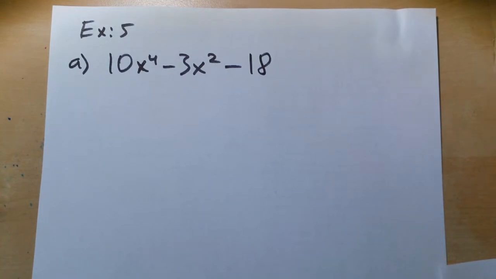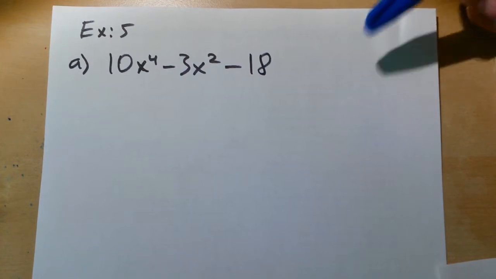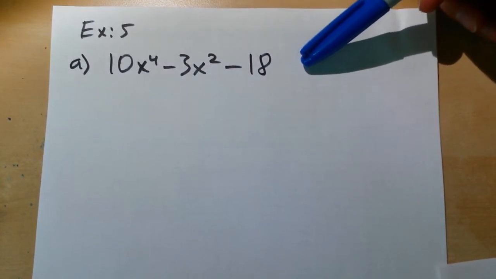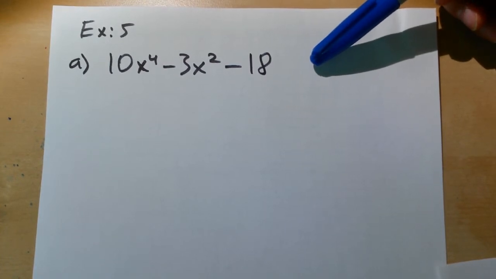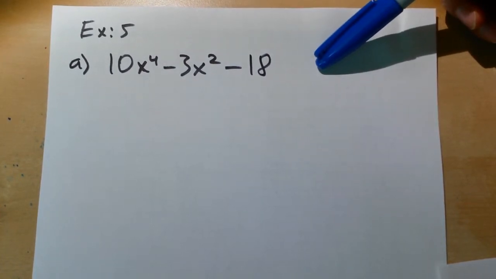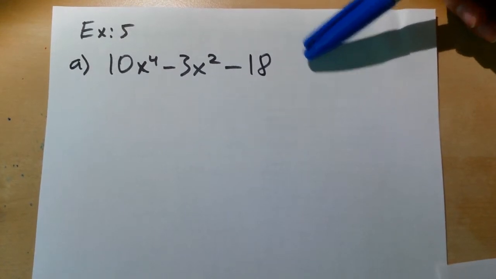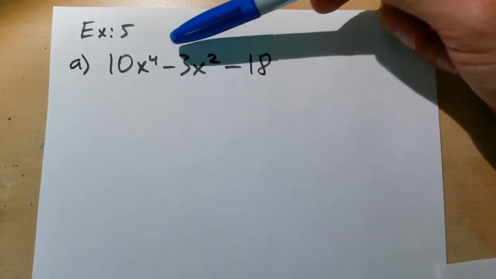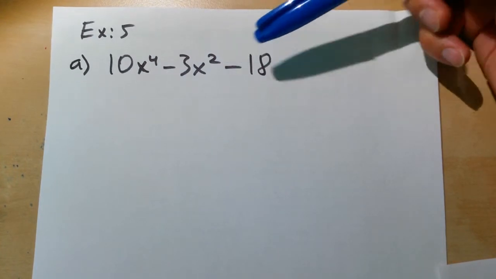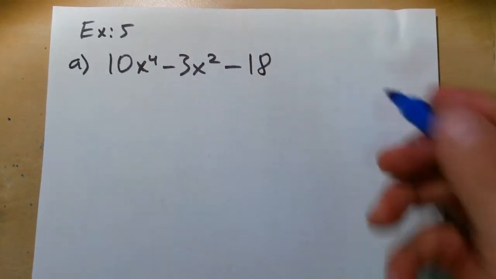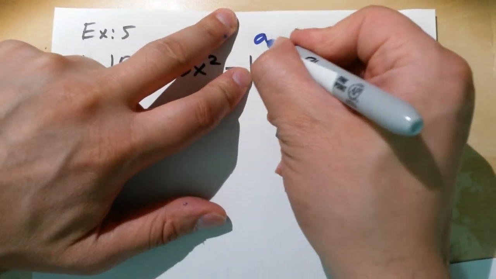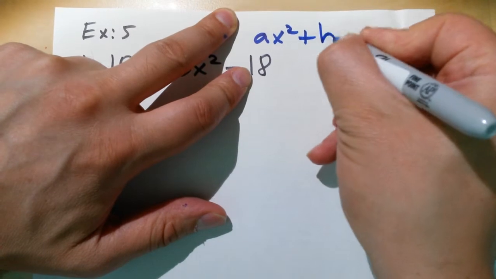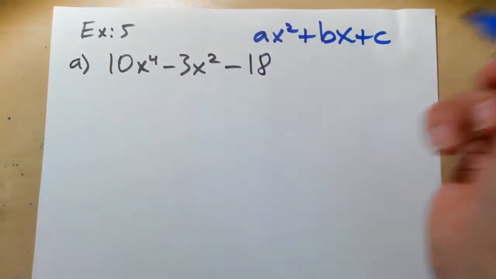We have 10x to the power of 4 minus 3x squared minus 18. Let's see if we can factor out a common factor among all of these terms. No. Is it a simple trinomial or a complex trinomial? It's a complex trinomial. You may be wondering, how come it says x to the power of 4 and x squared here? This doesn't look anything like our usual ax squared plus bx plus c. You may be wondering that.